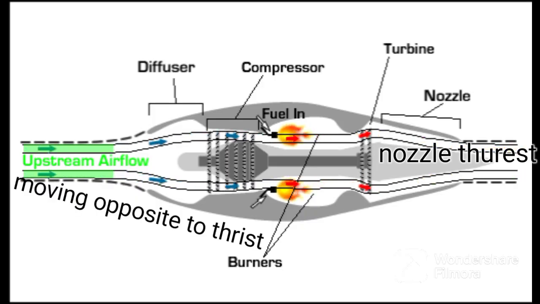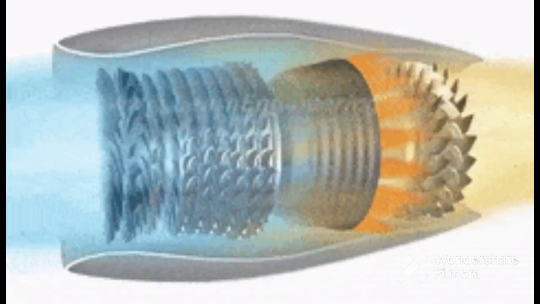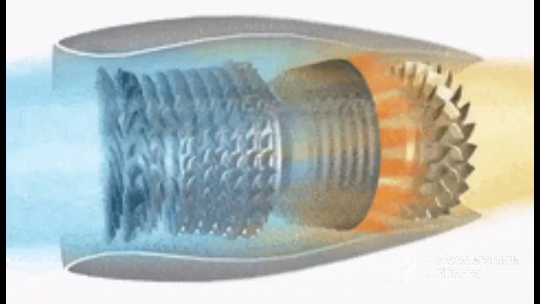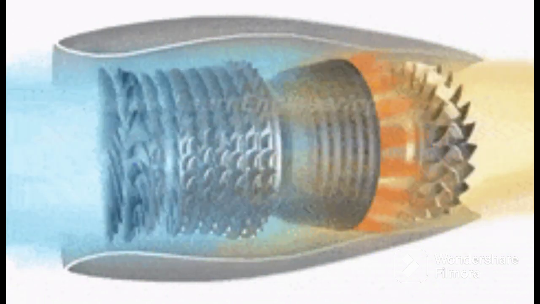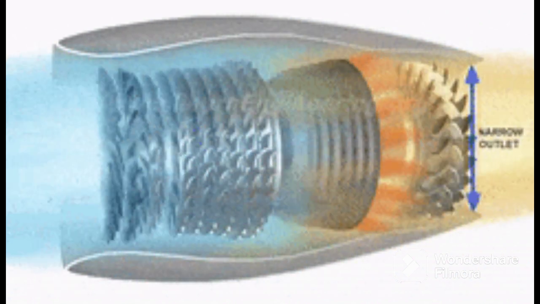Jet engines work by taking in air, compressing it, mixing it with fuel, and then igniting the mixture to produce a high-velocity exhaust stream. The force of the exhaust stream propels the aircraft forward, providing the necessary thrust to keep the airplane flying.